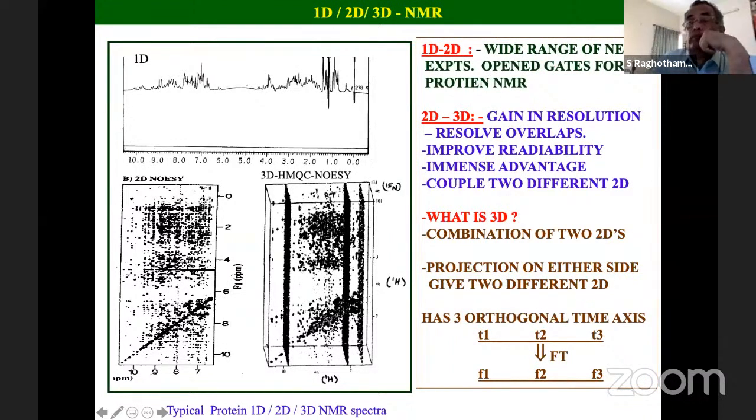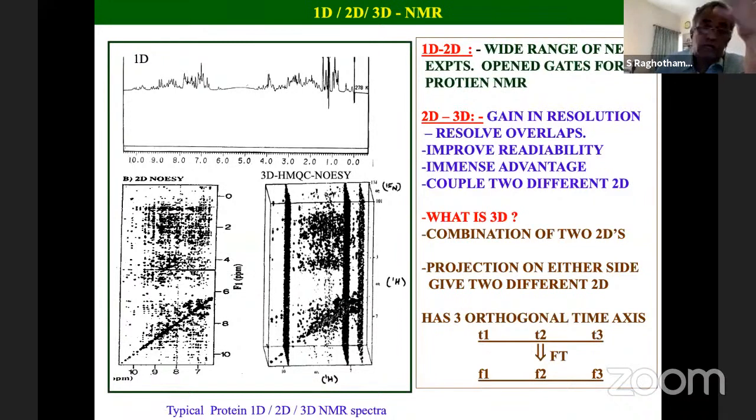Now, when you go to 2D, it opens up a wide range of experiments for protein NMR, and even for other molecules, even slightly bigger molecules as well. Even in chemistry, they are very useful. When you go from 2D to 3D, one can resolve many overlaps. It improves readability. There is a lot of advantage, and a lot more information we get.